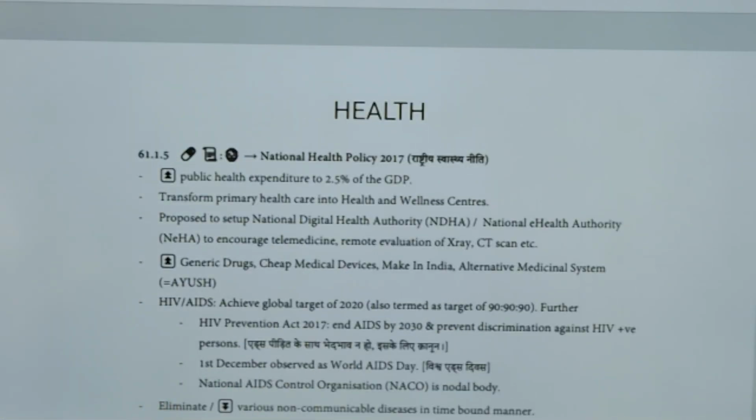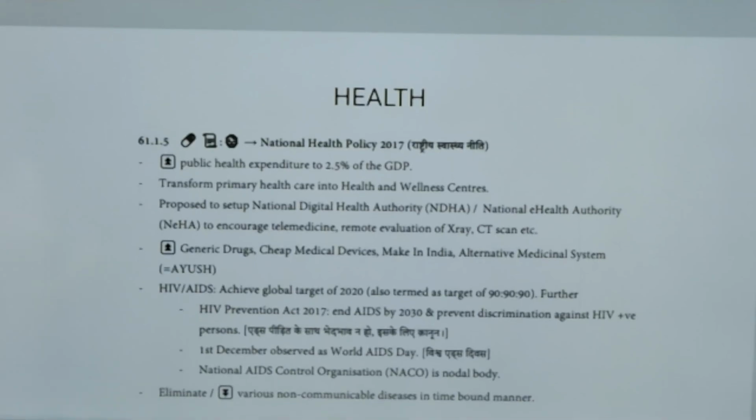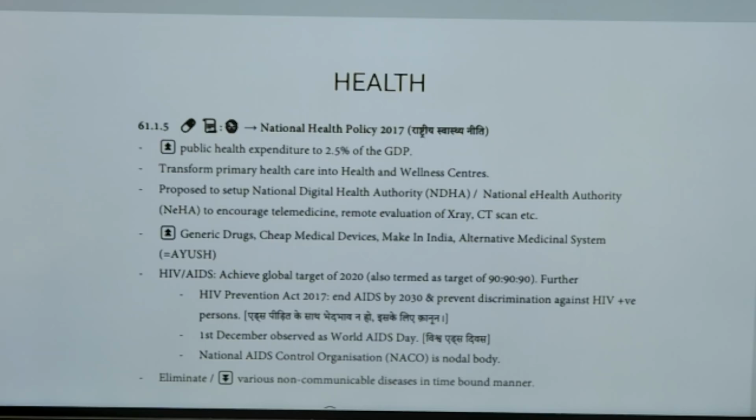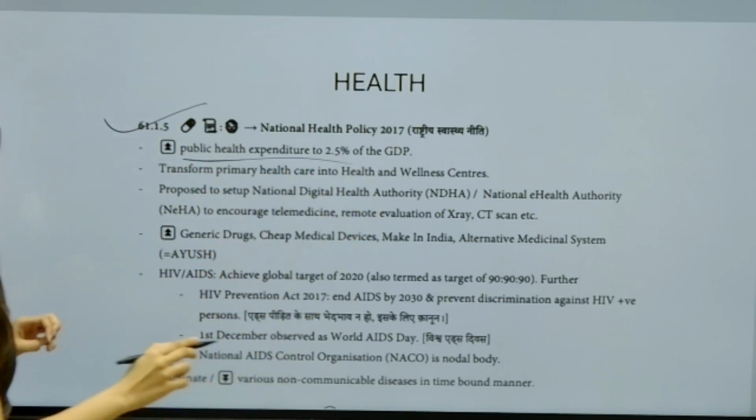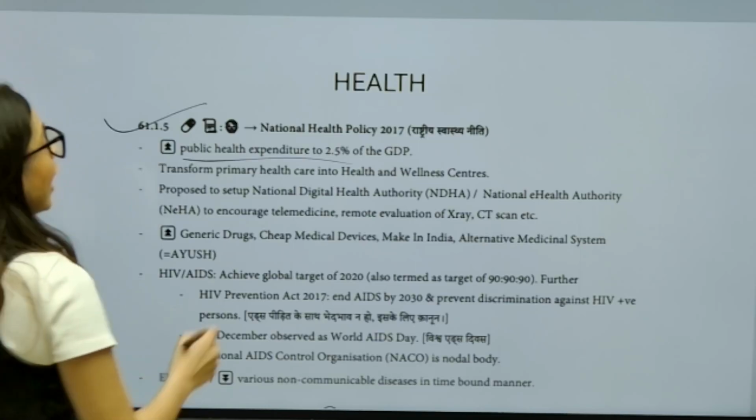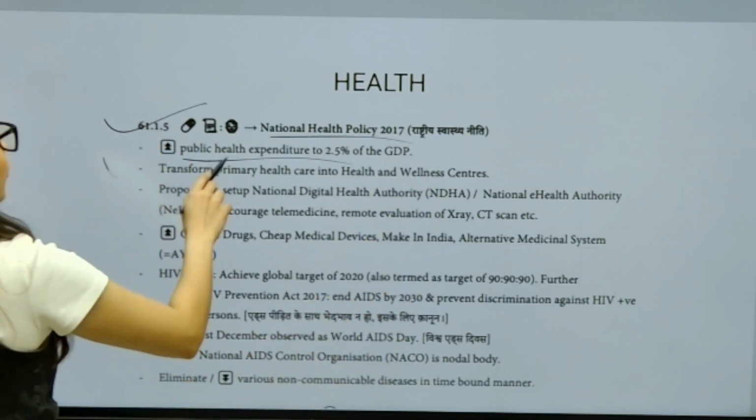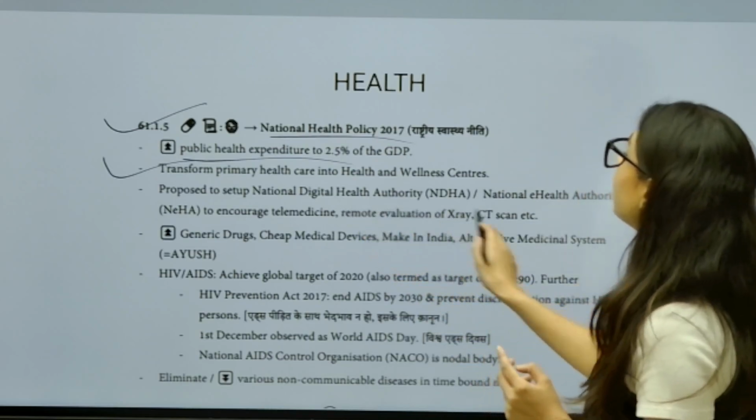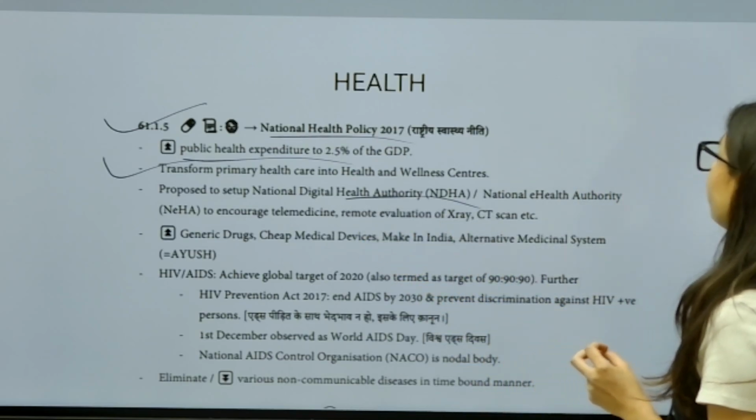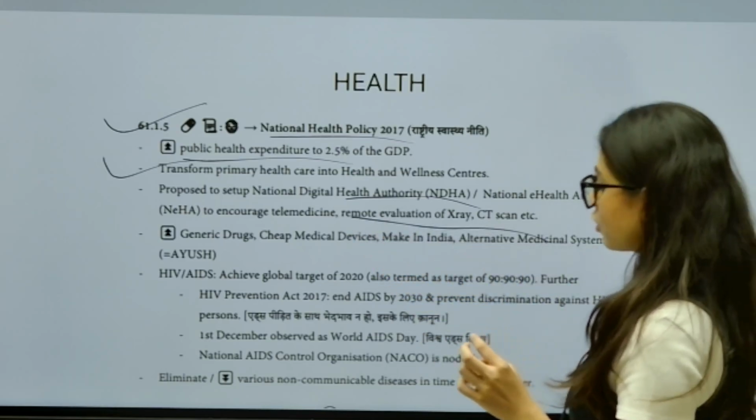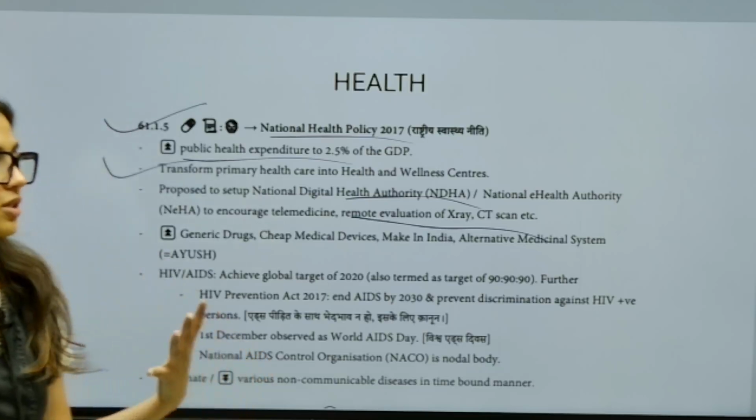Next indicator here is health. Currently there is a 2.5% increase in public expenditure of the GDP, and according to the National Health Policy 2017, we are able to transform the health and wellness sector. Then setting up the National Digital Health Authority of India, to encourage telemedicine and remote evaluation of X-rays. So everything, like consultation, is done digitally.